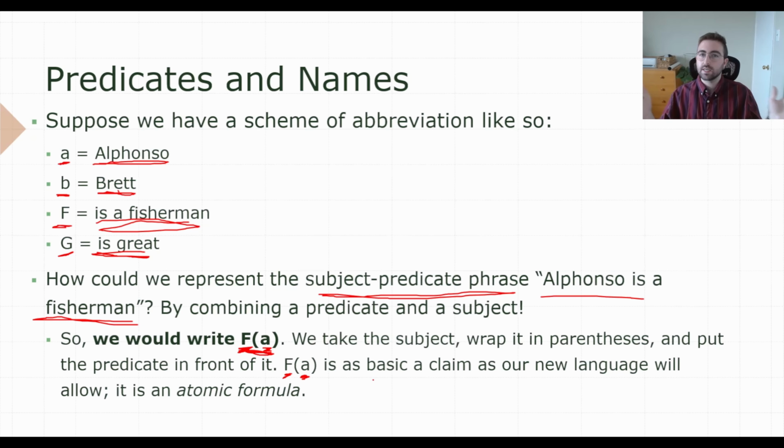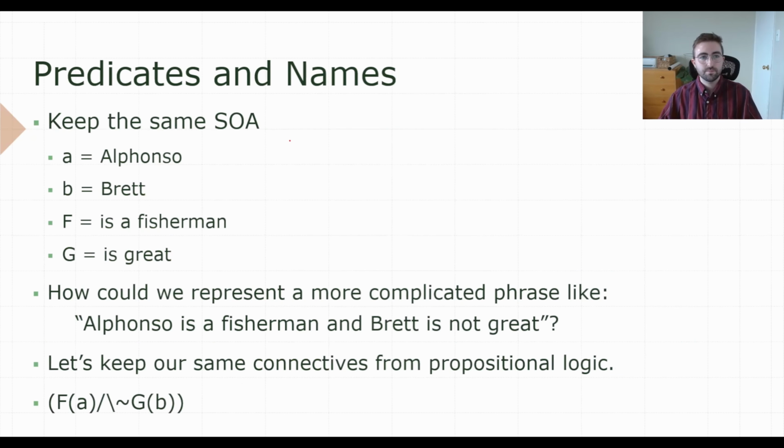And this is as basic a claim as our new language will allow. We can't have anything more basic than this in our predicate logic language. This is an atomic formula then, the same way that when we did propositional logic, P or Q or R were atomic formulas. But in this predicate logic language, a subject with a predicate in front of it is as basic a claim as our new language will allow. Okay.